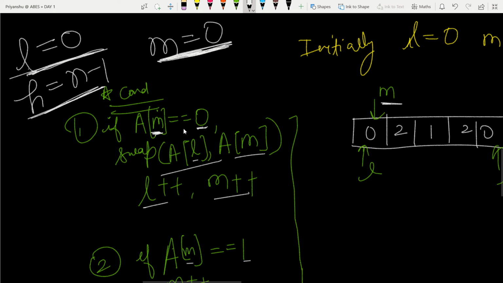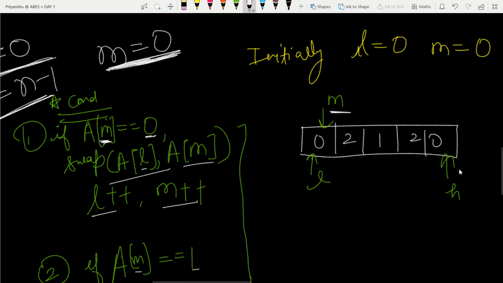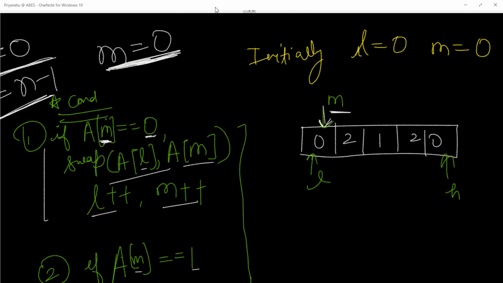Let me do a dry run over a test case. At the starting, M would be at 0, L would be at 0, and H is at n minus 1, that is the ending index. The current element to which M points is 0. So we have this condition. We'll swap the value present at the Lth and the Mth index. We swap it, so these both point to the same location. So we swap these both.